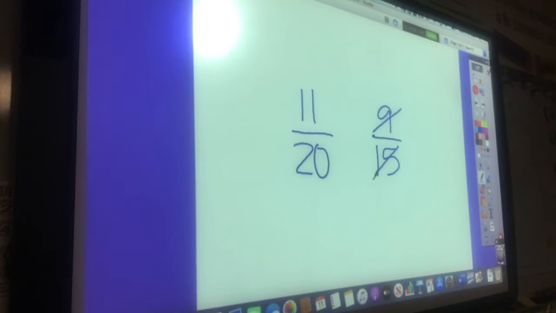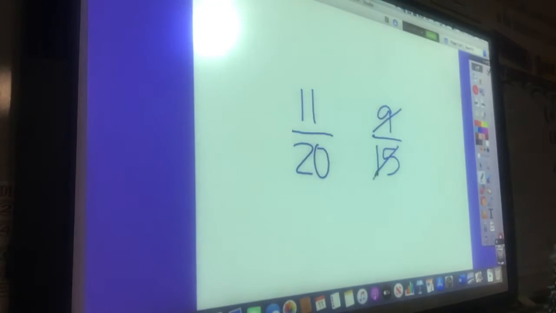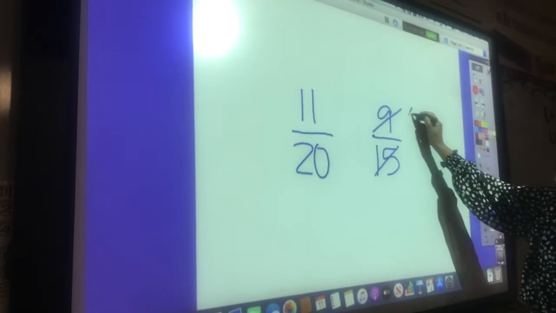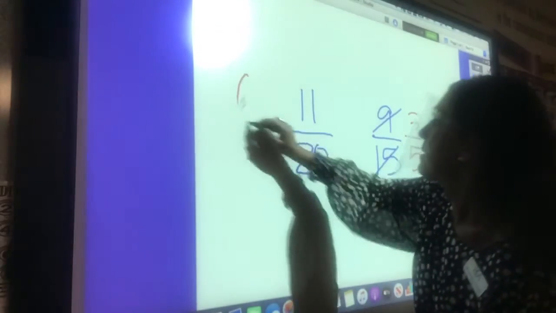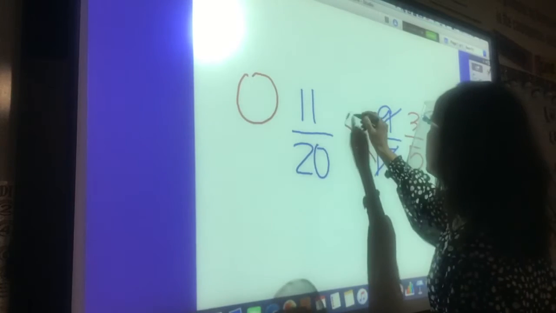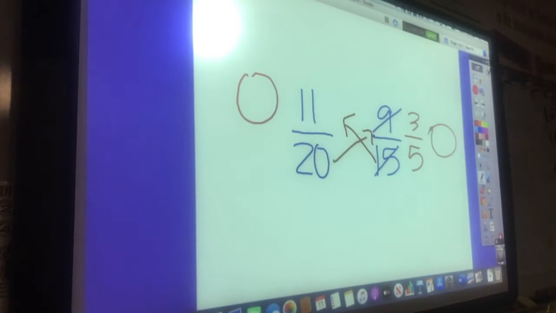Okay, we can reduce 9/15 first to make this problem a lot easier, because we know that 3 goes into both numbers. And so, Thaxton, what would that reduce to? 3/5. Then you're multiplying 5 times 11, that goes here. 20 times 3, that goes here. So we made our problem easier and faster to multiply by doing that.